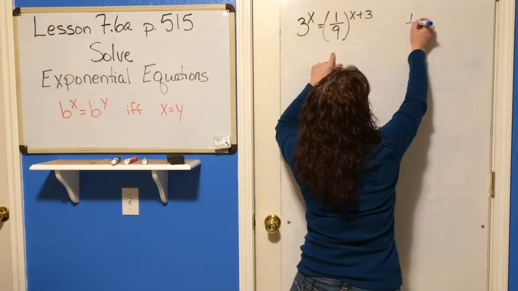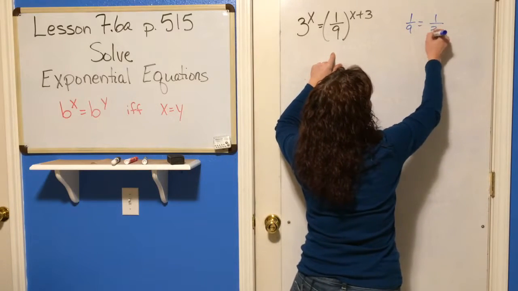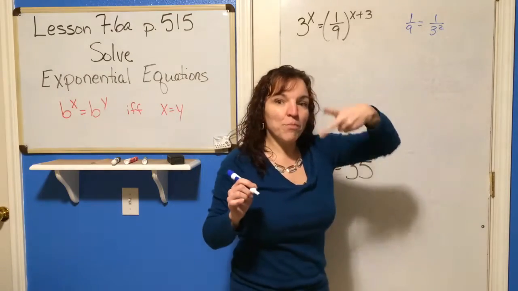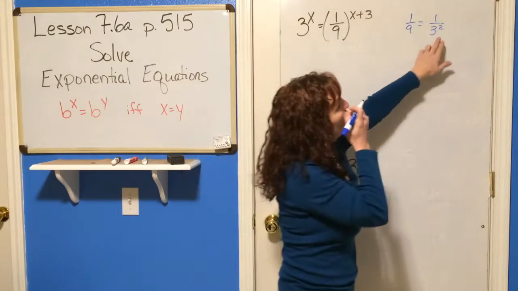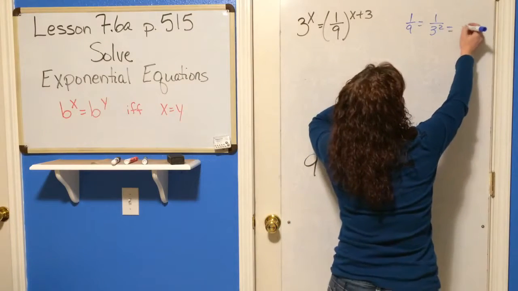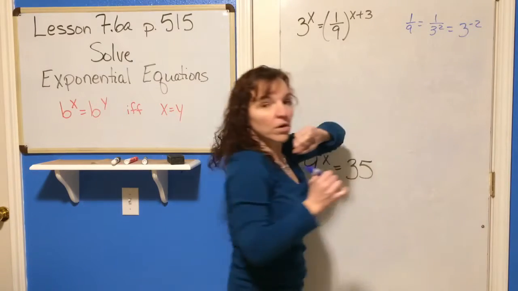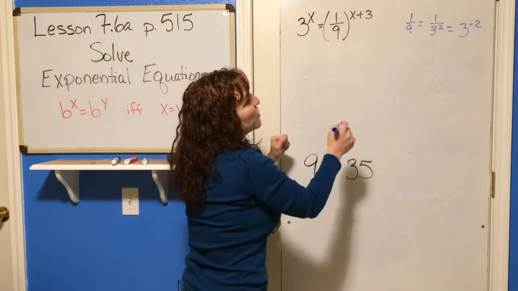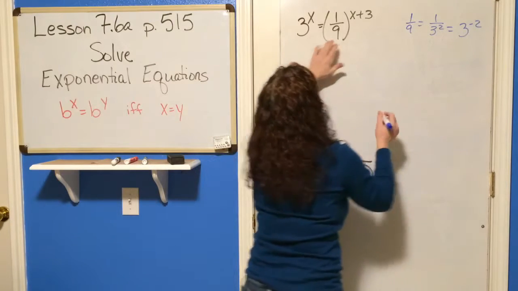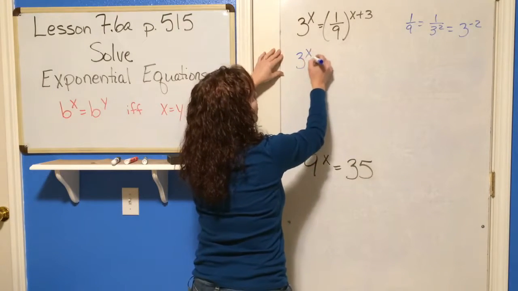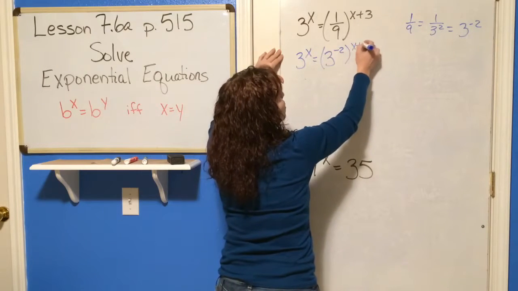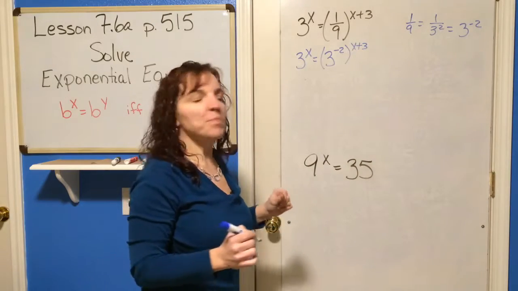So if you've got 1/9 equals 1/3 squared, now remember, you can put that up into the numerator if you change your exponent to a negative number. So 1/3 squared is the same as 3 to the negative 2 power, right? So 3 to the negative 2 power is the same as 1/9. So we can replace this 1/9 with 3 to the negative 2 power. So 3 to the x power equals 3 to the negative 2 power raised to the x plus 3 power. So far, so good? All right.